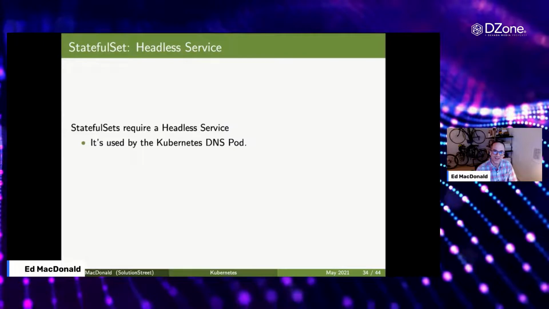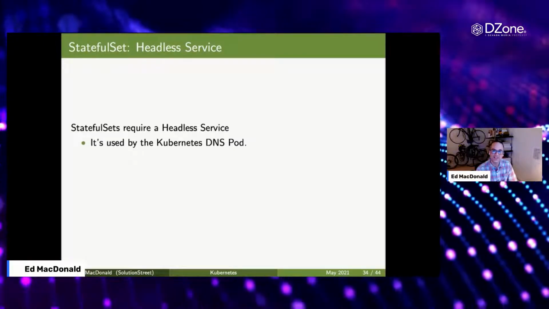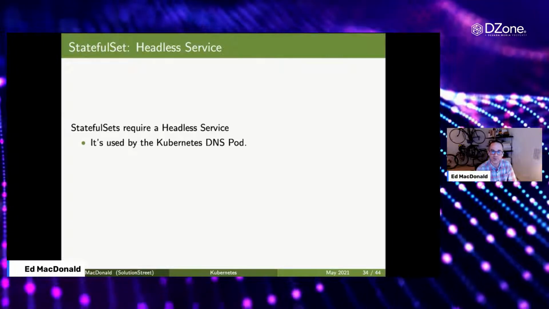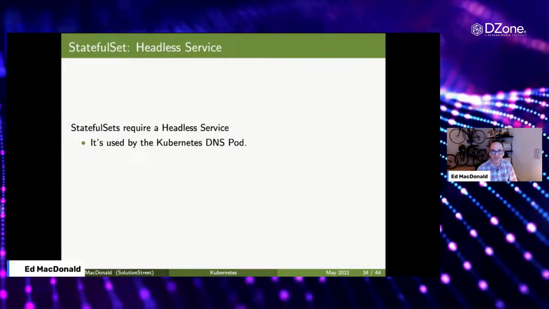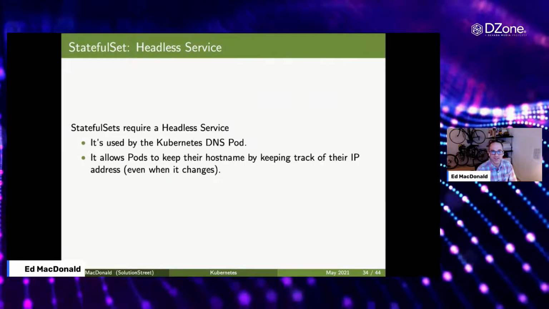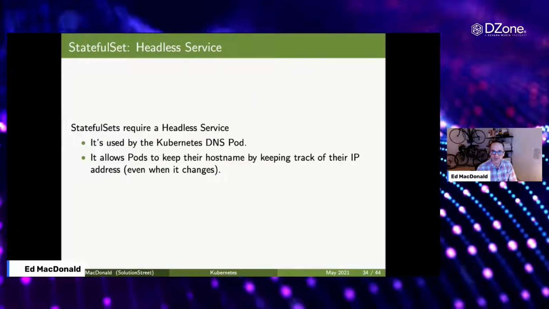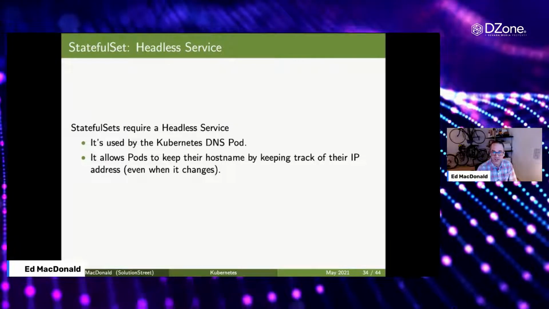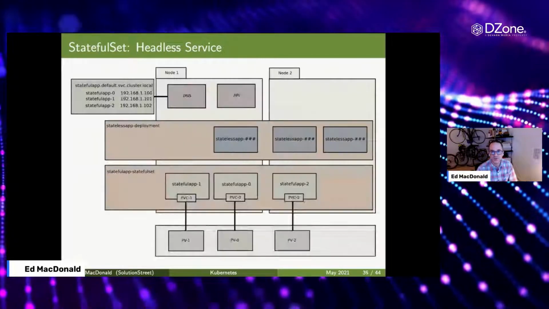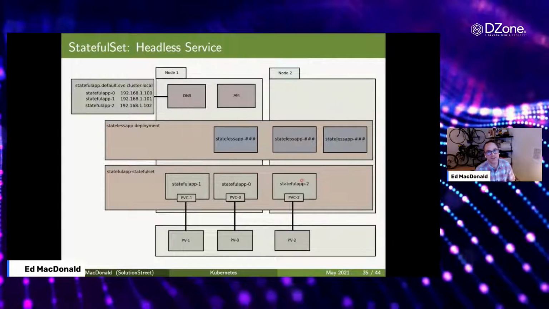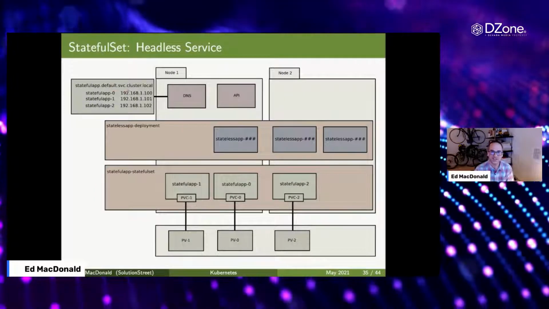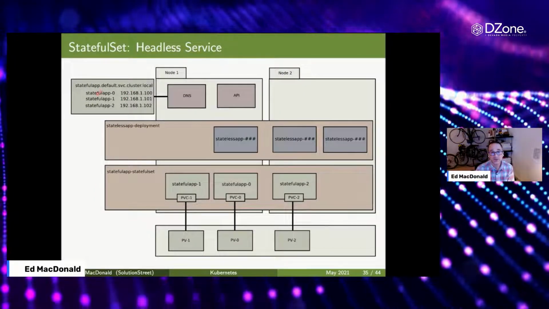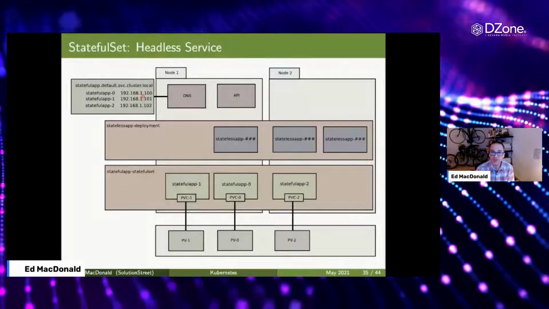But stateful sets are the way that Kubernetes stateful pods maintain their host name. So it's used by the Kubernetes DNS pod that we showed in the diagram earlier. And like I said, it just allows pods to keep their host name by keeping track of their IP addresses, even when it changes. I don't want to go into a lot more detail than that. The way I think of a headless service is it's basically just a bind configuration file that maps host names to IP addresses.